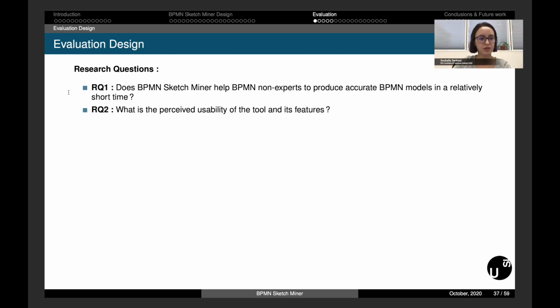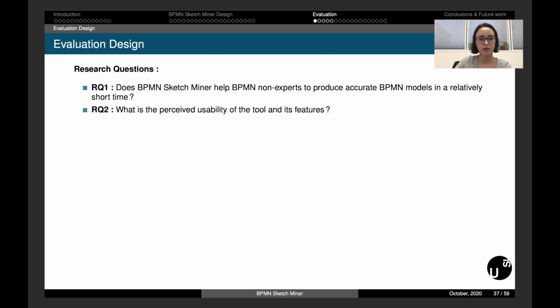From my side, I will present the evaluation part that intended to answer 2 main research questions. The first one is about the non-experts, whether the tool is able to support them in order to create accurate BPMN models. And the second one is mainly related to the usability.